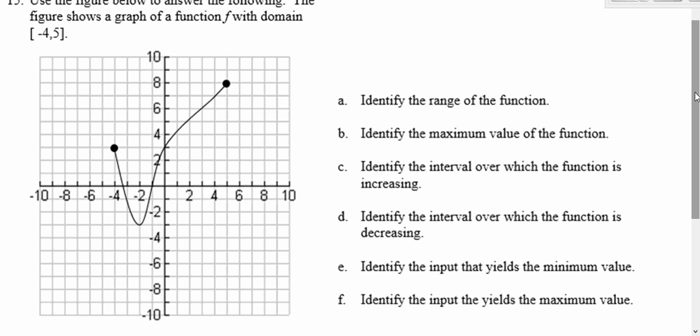So in the directions here, it says that the domain is -4 to 5. We can see that because the furthest left it goes is -4. The furthest right is 5. That's our domain. Closed on both sides, so that's why it's brackets on both sides.